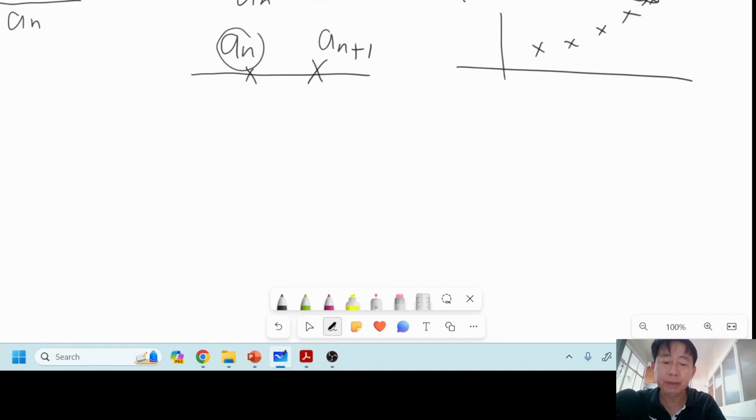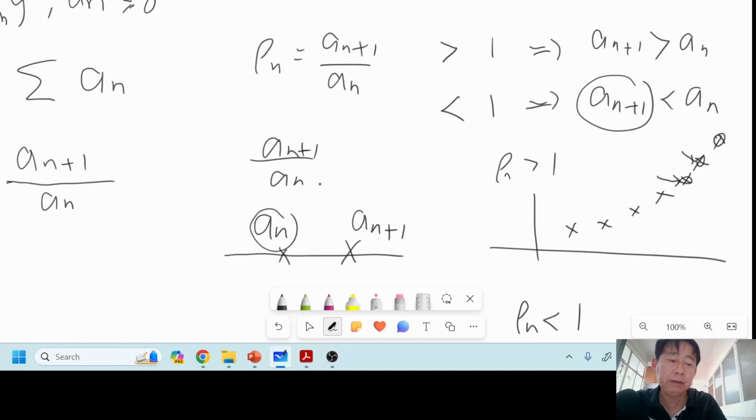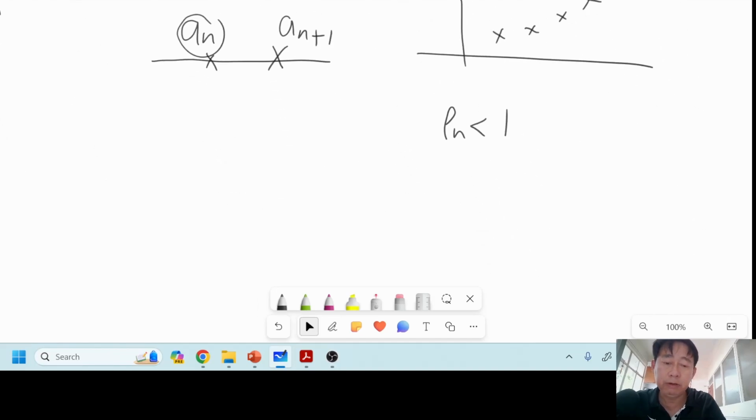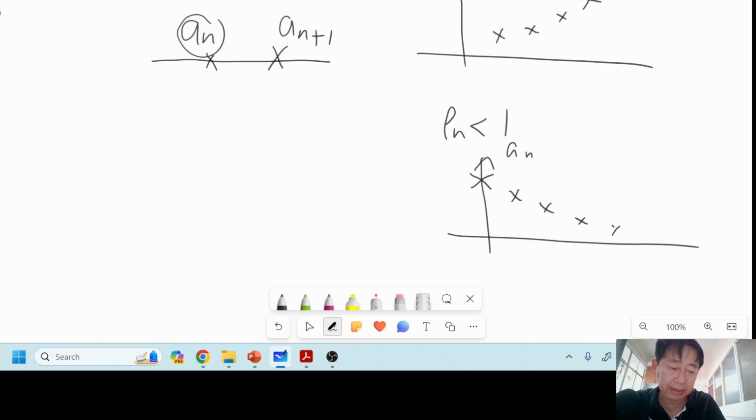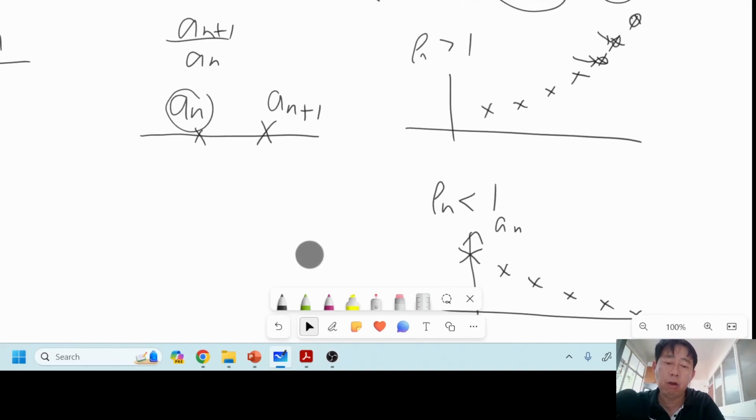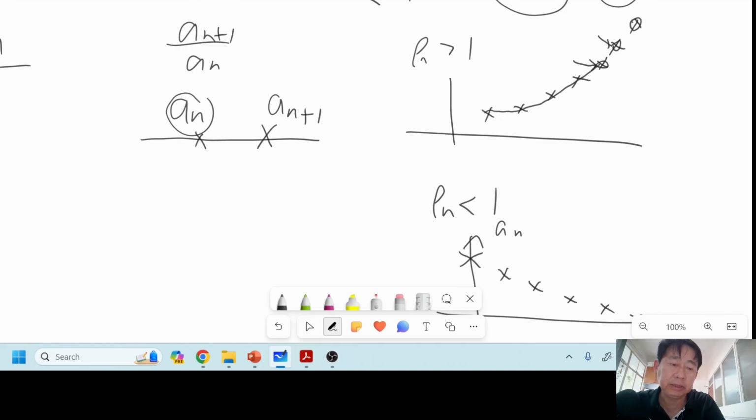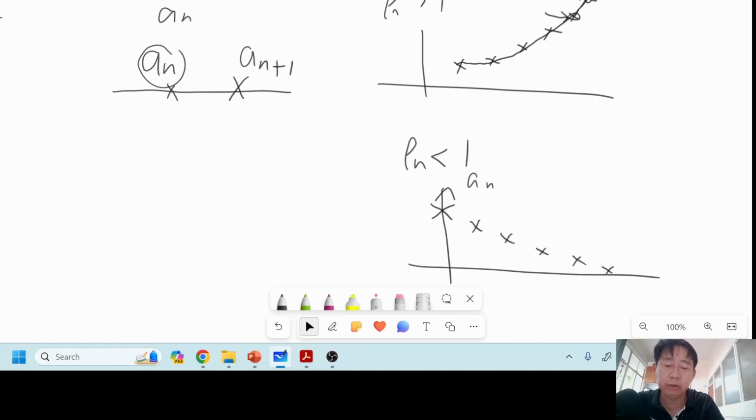In the case where the ratio is less than 1, it simply means the term after a_n is always smaller. So if you start the sequence a_n from some initial value, it will get smaller and smaller as n gets larger. In the case of rho larger than 1, where the terms in the series grow larger and larger, the chance for the sum to converge becomes less likely. If the ratio rho is getting smaller and smaller when n is increasing, then there's a chance for the series to become convergent.